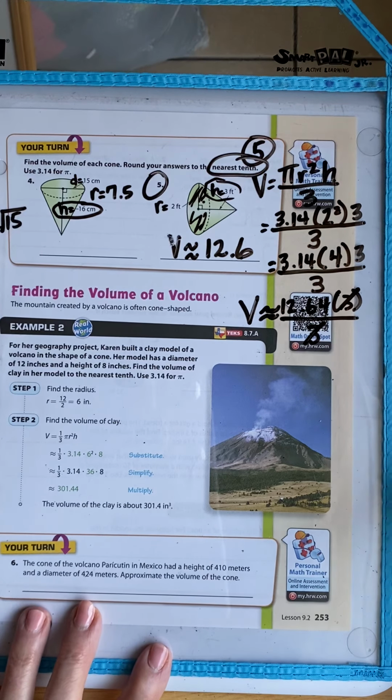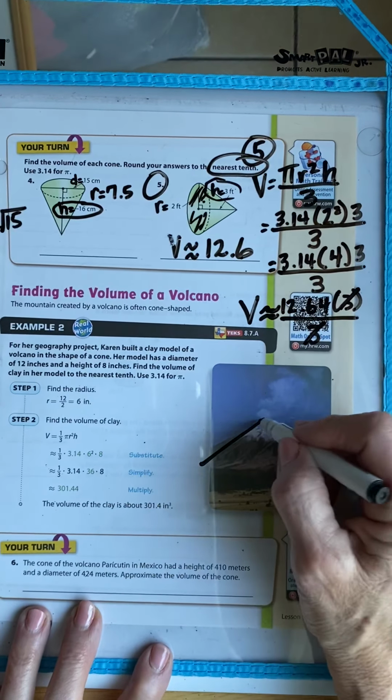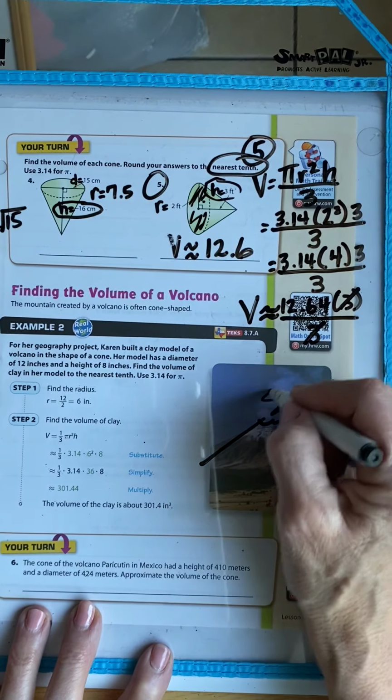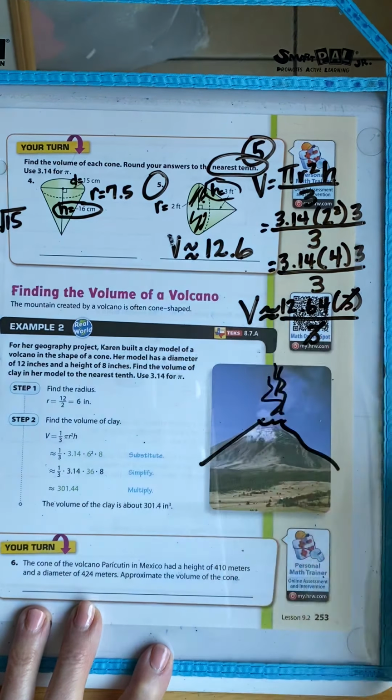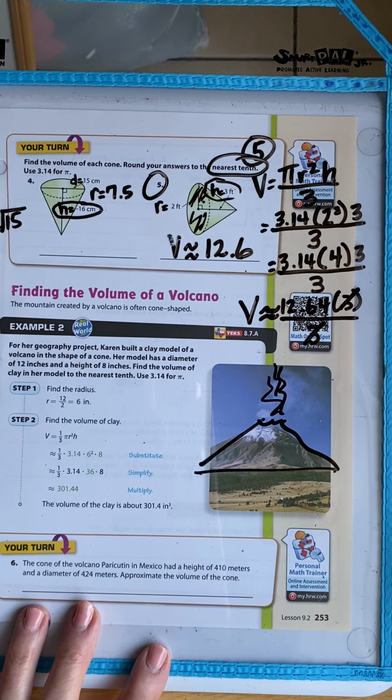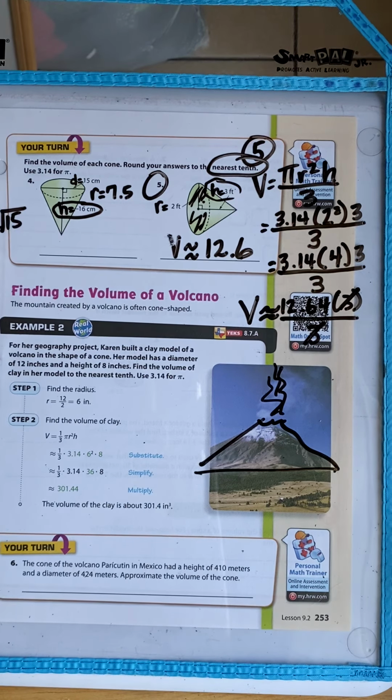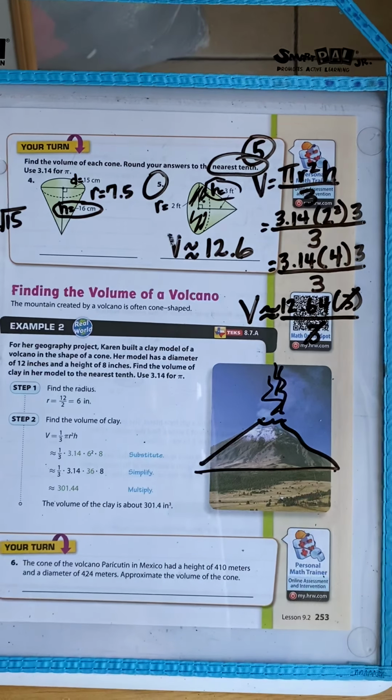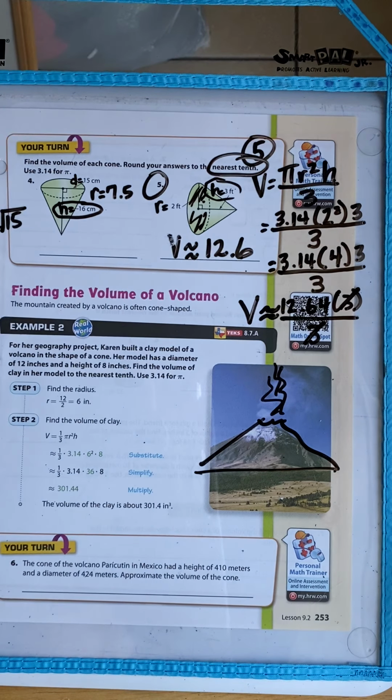All right. Here, what are some things in real life? Well, they're saying a volcano. And they want to know, what's the volume of the volcano? The volume of the clay in her model, to know how much clay she used to build her model of Mount something. It doesn't even tell what mount or what volcano.